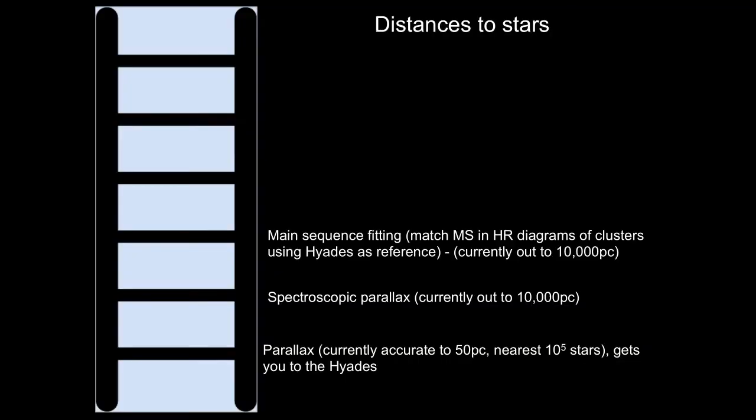So this is called main sequence fitting, matching the main sequence of the HR diagram of a cluster you don't know the distance to a main sequence of a reference cluster such as the Hyades that we do know the distance to. And this allows us to measure the distance to star clusters so long as we can measure the individual brightnesses of those stars, which we can so long as they're within our own galaxy, so out to about 10,000 parsecs. So this gives us a third way of measuring the distances to stars.